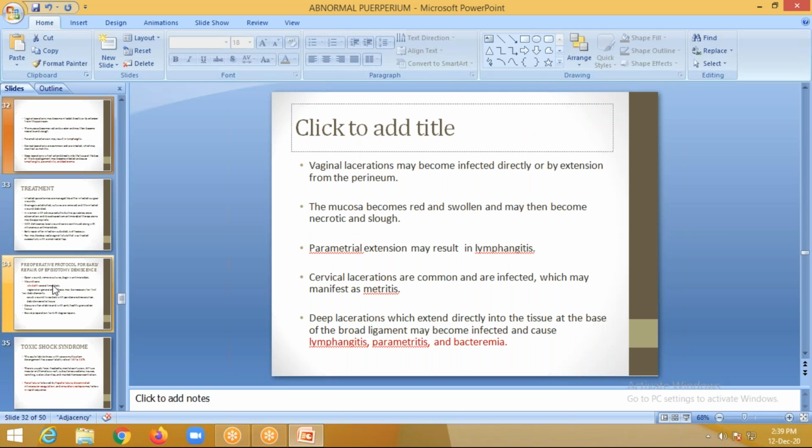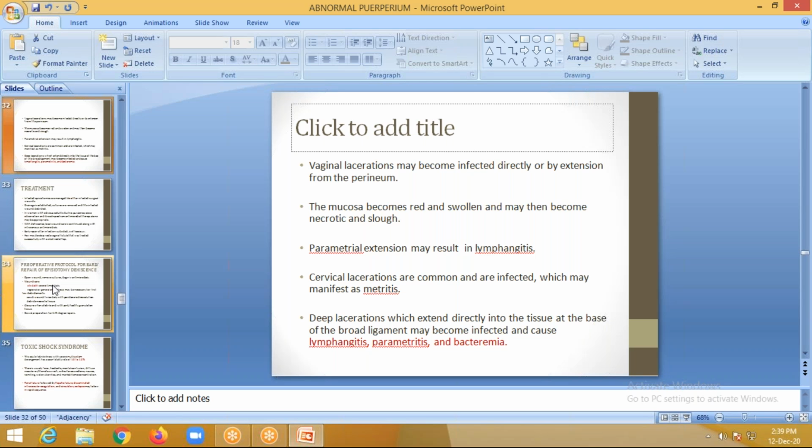Vaginal lacerations may become infected directly or by extension from the perineum. The mucosa becomes red and swollen and may then become necrotic and slough off. Parametrial extension may result in lymphangitis.